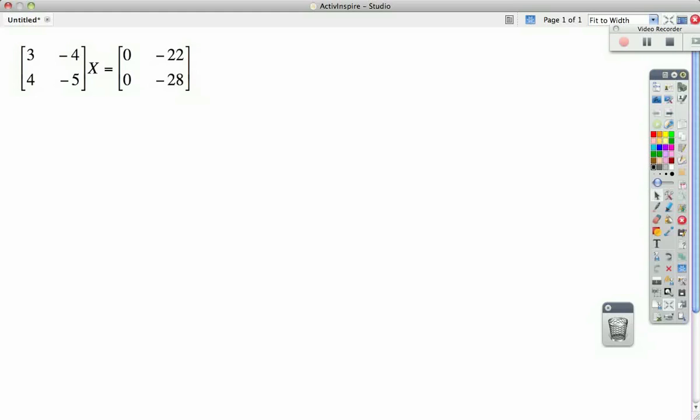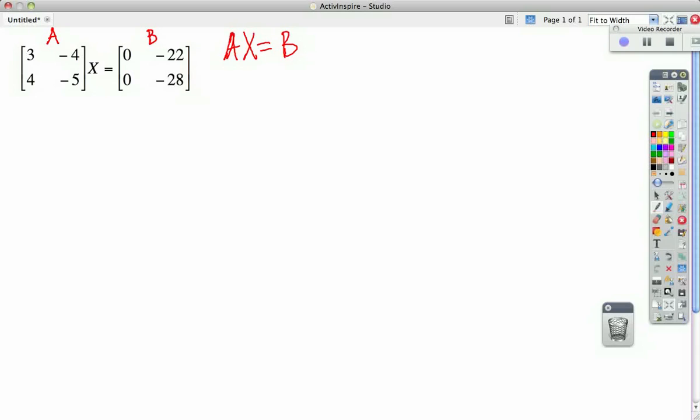Okay, so this is just a quick mini lesson on solving matrix equations. Now, this will work for a 2x2 matrix, which is what we have. The setup for this particular matrix is AX equals B, where the first matrix, the one that's next to the variable x, is A, and then the one on the other side of the equal sign is B.